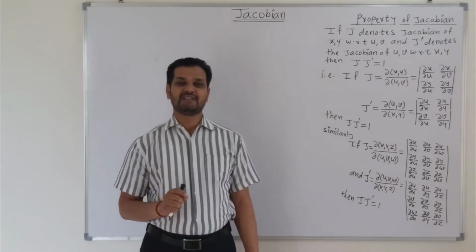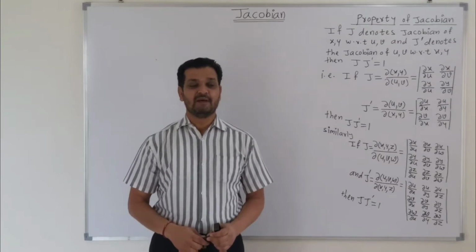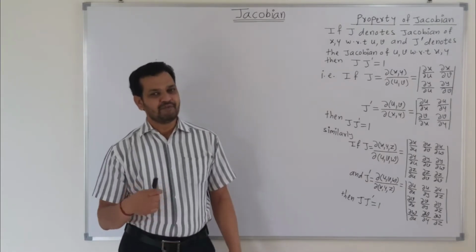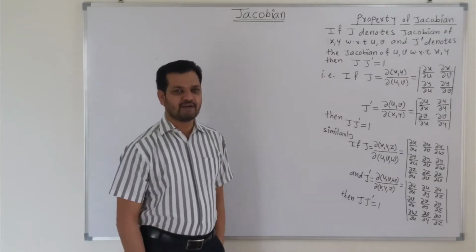In this video lecture we are going to solve examples based on the property of a Jacobian. In our previous video lecture we already solved some examples based on this property of Jacobian. Now let's take some more examples based on this property. Before going to the example, once again let's learn the property of Jacobian.